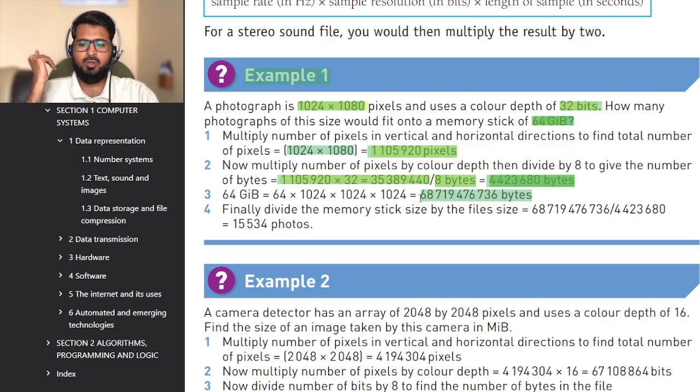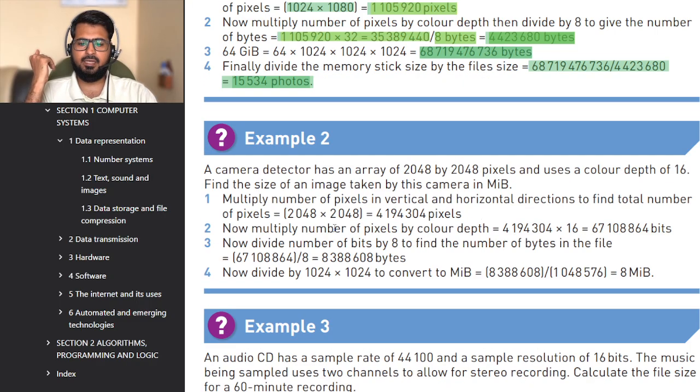Now we have 64 GB which we converted into bytes, so now we divide that number of bytes by the image size, and we get the final answer, which is 15,534 images that can be stored in that memory size if the image contains 1024 x 1080 pixels of 32-bit color depth. And in example 2, let's see what your example says.